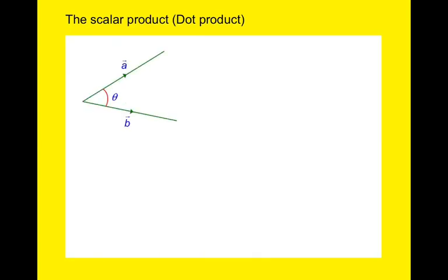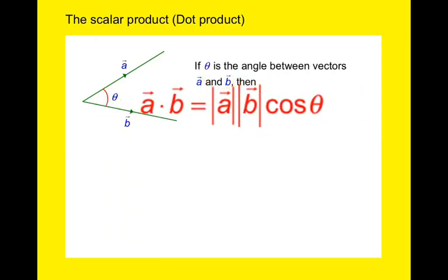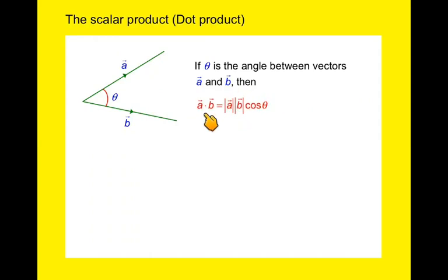and if we have two vectors A and B with the angle between them, then the dot product is written as A dot B is equal to the magnitude of A times the magnitude of B times the cos of the angle between them.